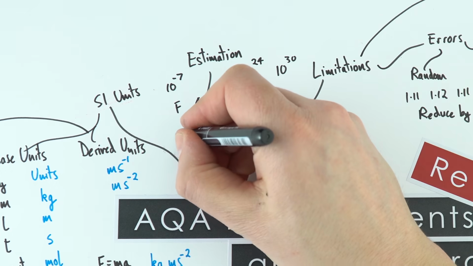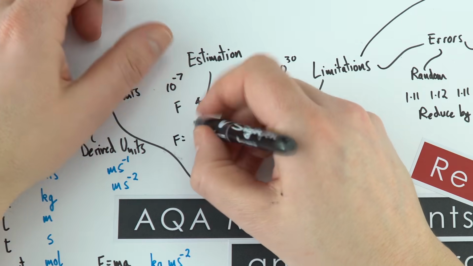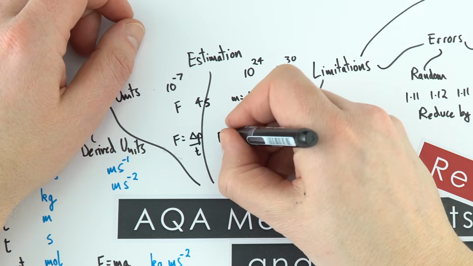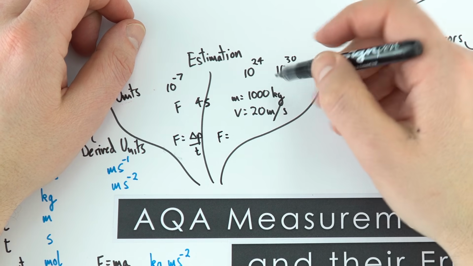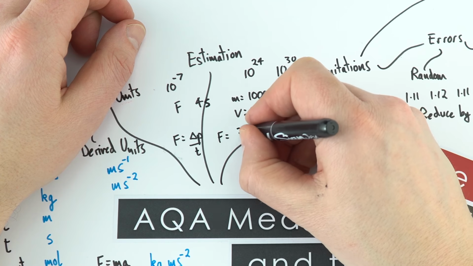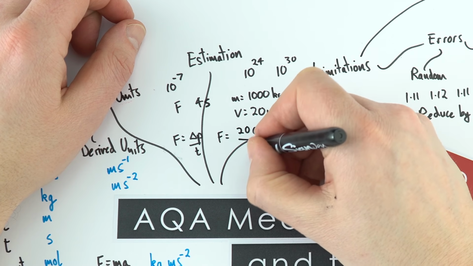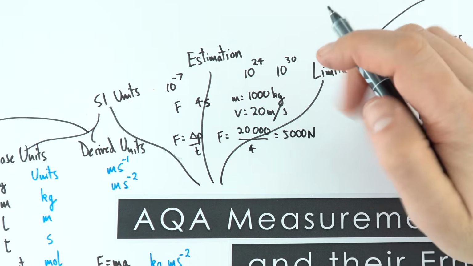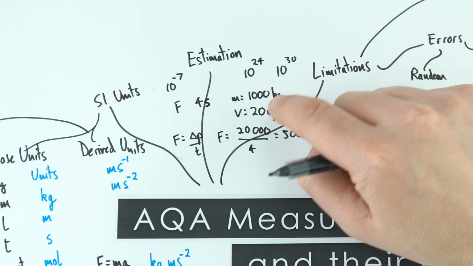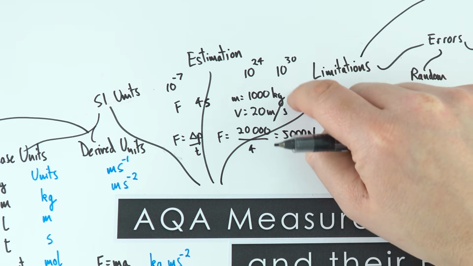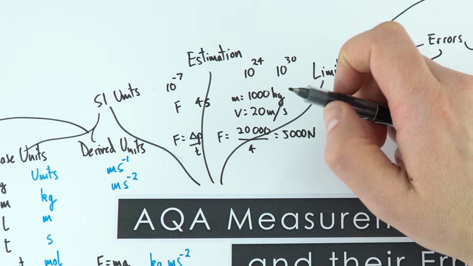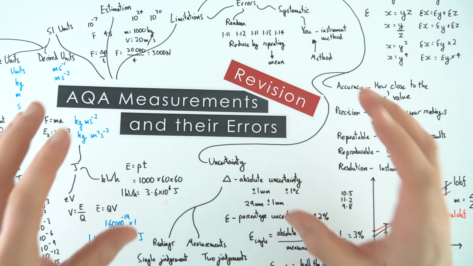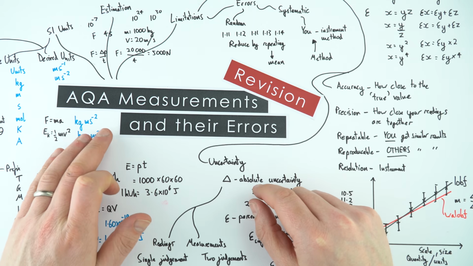You then might think, okay, well, we know that force is equal to the rate of change of momentum. So that's just Newton's second law. So the force is going to be equal to the change in momentum, mv, which is going to be 1,000 times 20, so that's 20,000, divided by the time of 4, which is then going to be equal to about 5,000 newtons. So all I'm doing here, don't worry about the physics so much, is recognizing some common values that we might get for everyday situations. You know, the mass of a person, the height of a building, stuff like that. But there we go, that is just a brief revision summary of the AQA measurements and their errors unit.